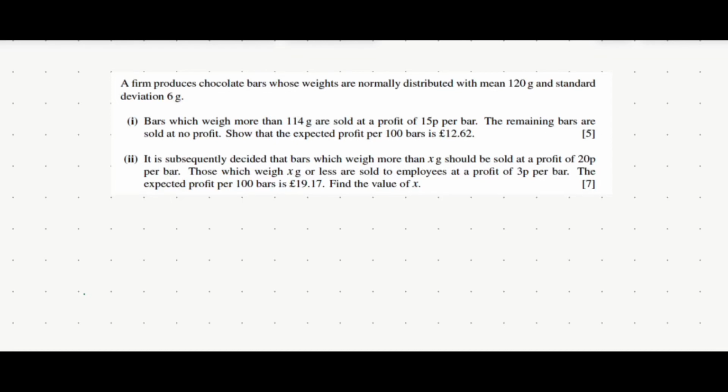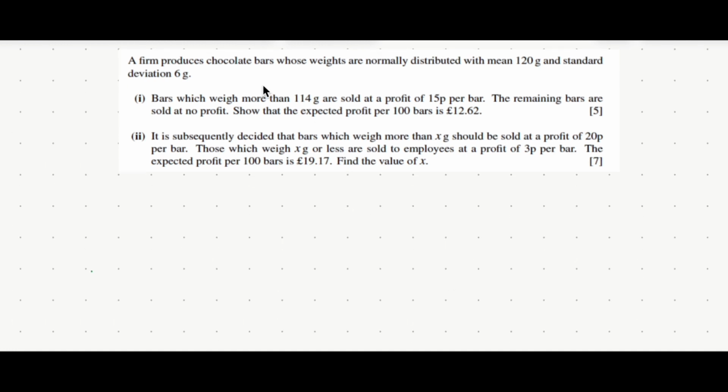In this video, we're going to look at a very difficult A-star level question that combines the normal distribution with the binomial distribution. It tells you about chocolate bars whose weights, I'm going to call the variable W for this whole question, are normally distributed with a mean of 120 and a standard deviation of 6, meaning the inside of this would be the standard deviation squared.